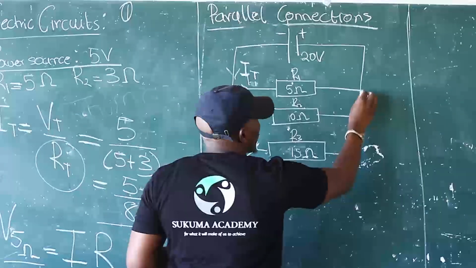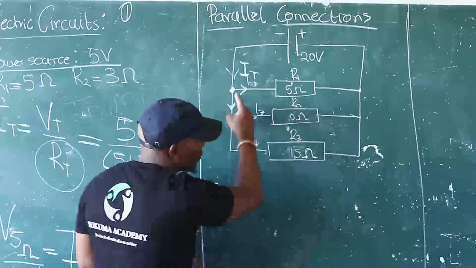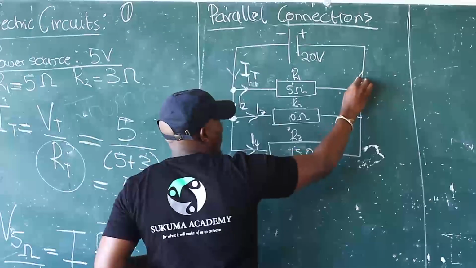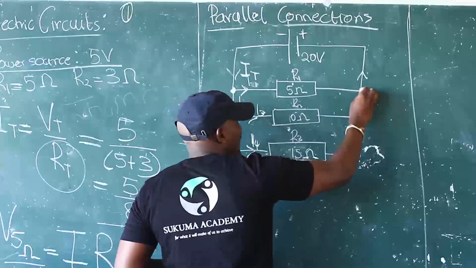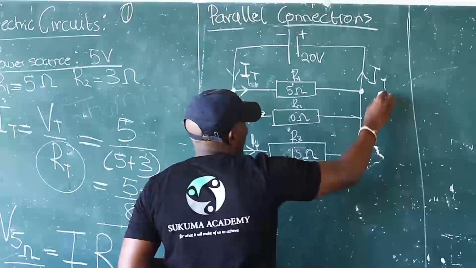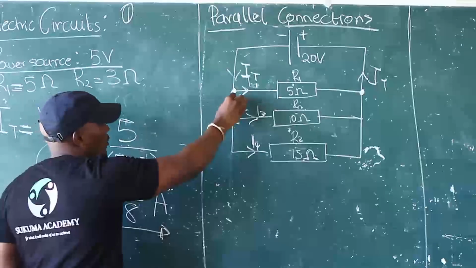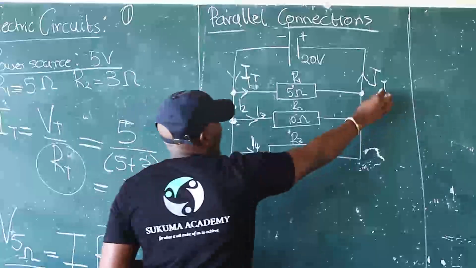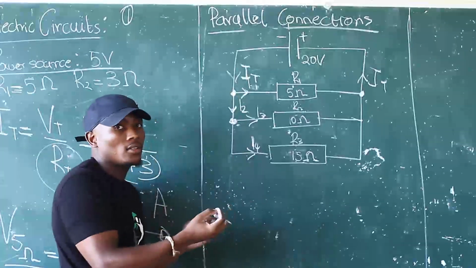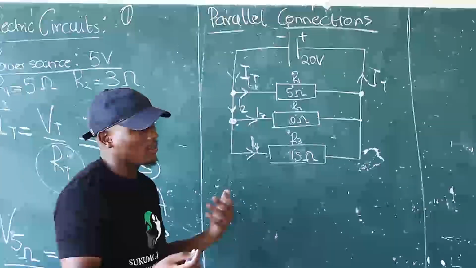But one thing to note is that once all the current has flown through the circuit and it's coming back to the positive terminal, all of it joins again in this terminal and it becomes I total. So the total current that flows into each of these branches is equal to the total current that flows back into the battery, or the cell, or the power source.